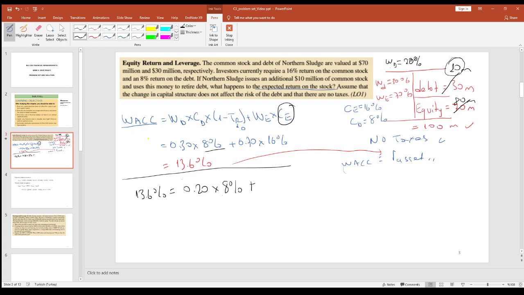Why? It is because of this assumption. The change in capital structure does not affect the risk of the debt. All right. In usual practice, it does affect, but in this problem, we assume that it doesn't affect. So weight of equity in the new scenario is 80%, and what is asked is cost of equity. If you solve this equation, you will find cost of equity is 15% here. Okay. So this is the solution.